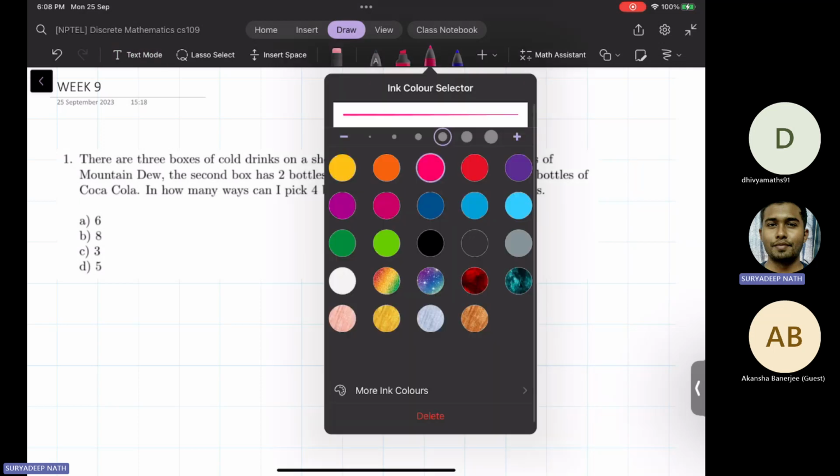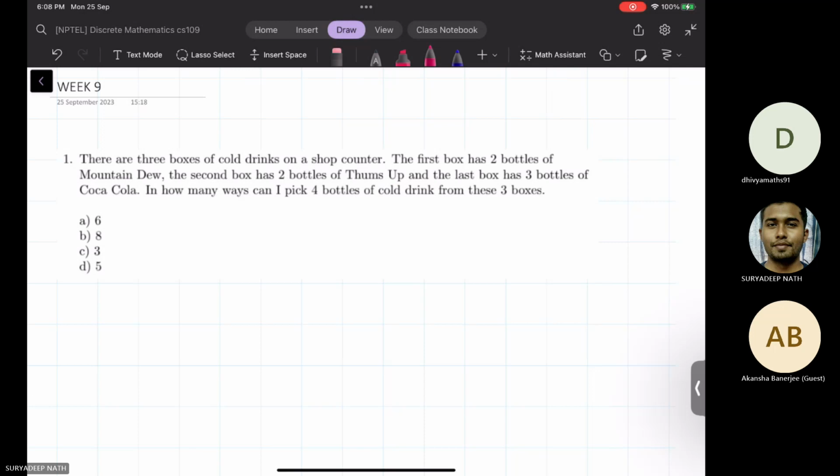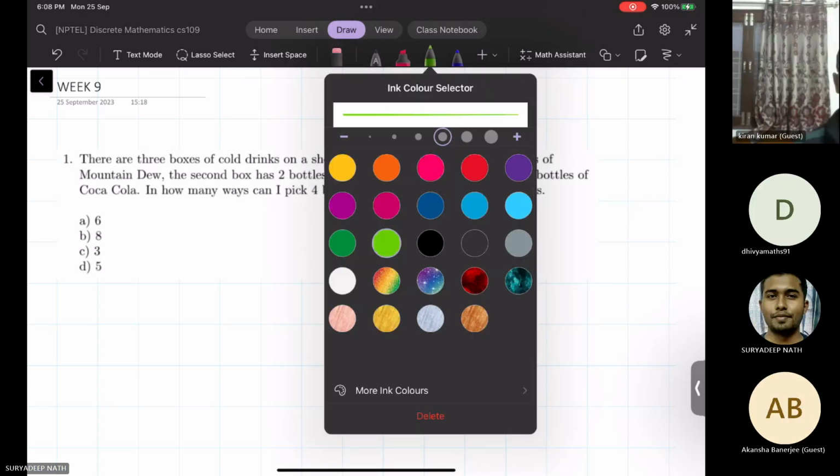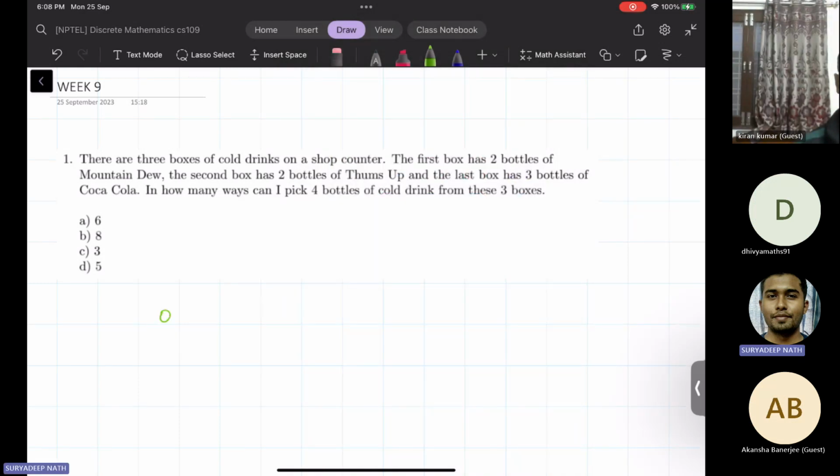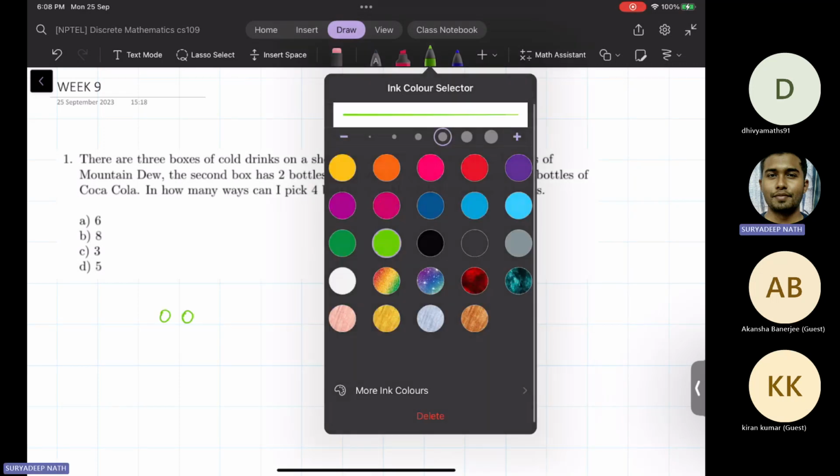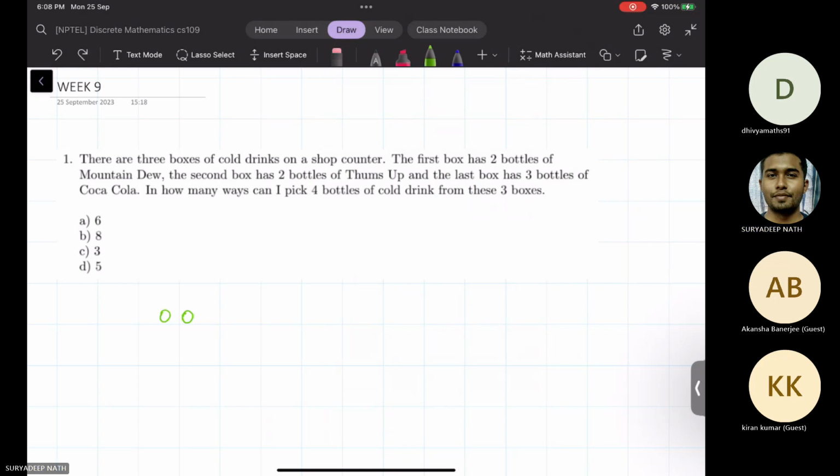So let us visualize them. So you have 2 bottles of Mountain Dew. Next is 2 bottles of Thumbs Up. And finally, you have 3 bottles of Coca-Cola. Now, in how many ways can one pick 4 bottles of cold drinks from these 3 boxes? So there are a total of 7 bottles and you will have to pick 4. Now the Mountain Dew bottles are identical, the Thumbs Up bottles are identical, and the Coca-Cola bottles are also identical.